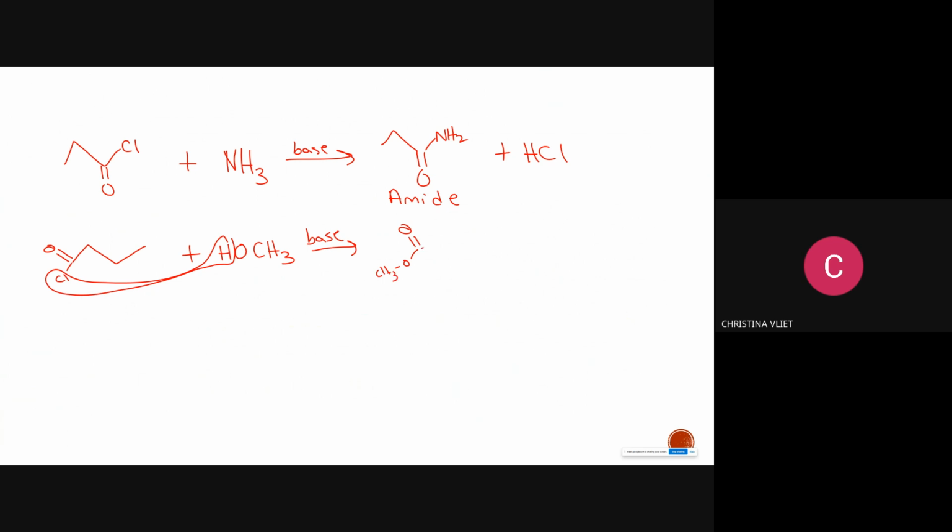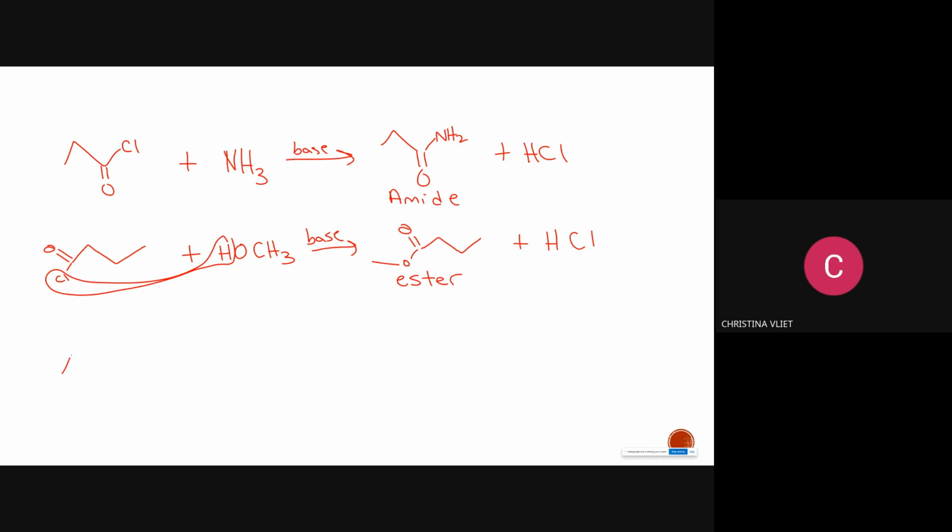I guess I could just write the whole thing in skeletal, but I didn't. Just change that to skeletal. Right? What is that? That's an ester. That's an ester. So I can make an ester this way. So far, are you following me? So acyl chlorides can be turned into amides. Acyl chlorides can be turned into esters. Let's see what else they could be turned into.